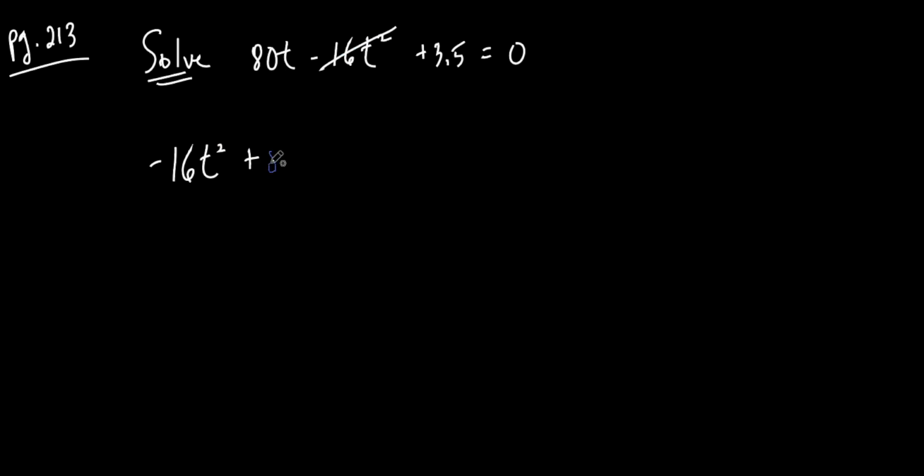Plus 80t. Good. All right, so you're done with that one. What's next? Plus 3.5 equals 0. So first of all, that's the first thing you need to do: write it like this. I'll write that quadratic formula here in a second, but you have to identify your a, b, and c.